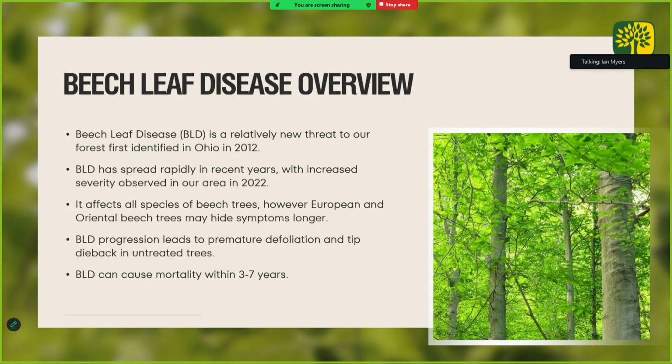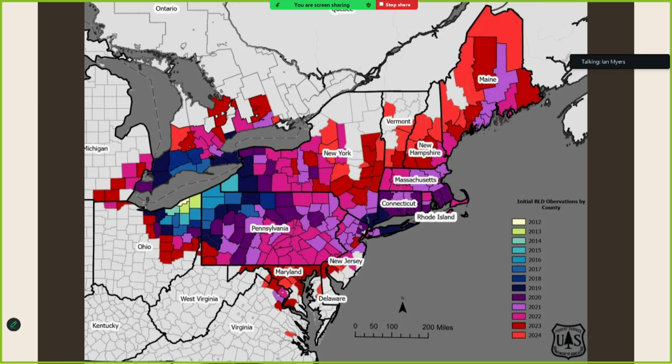I'm going to take you through a little bit of the history of beech leaf disease, what its symptoms are, how it's impacting the tree, and then finally what the treatment options are and what we can look for moving forward here. So beech leaf disease was first found in northeastern Ohio back in 2012. It stayed relatively close to the shores of Lake Erie for the first couple years. You can see this blue area here, that's the first couple years.